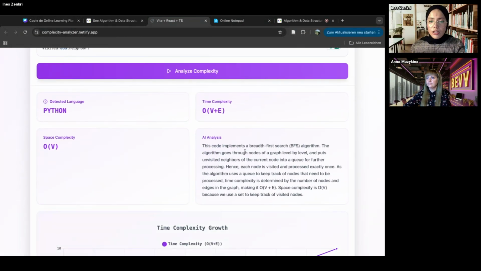So basically it says the code implements a BFS algorithm. It goes through nodes of the graph level by level and puts unvisited neighbors of the current node into a queue for further processing, and so on and so forth. And since the graph has 2 sets, nodes and edges, the time complexity is basically big O of V plus E. And it was smart enough to detect the language, I wrote it in Python. And the space complexity is O of V, as we see here. After running the BFS, we have just the queue that at its most will have all the nodes in it.